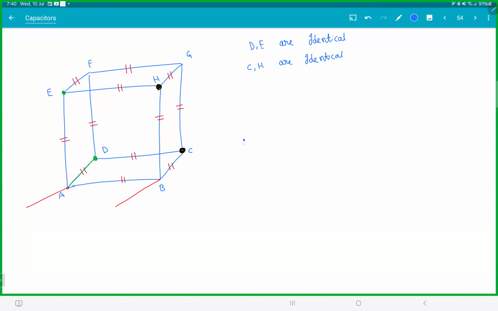So redraw the circuit: point A, then we have D and E together. Out of all, this is the most complex one. Then we have F, then we have G, then we have C and H together, and then we have B. We couldn't remove many points.